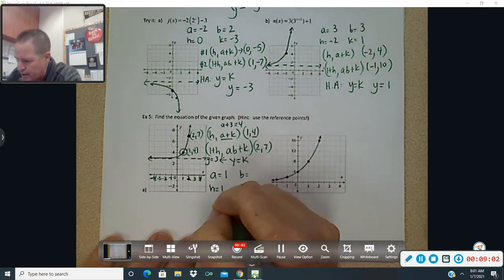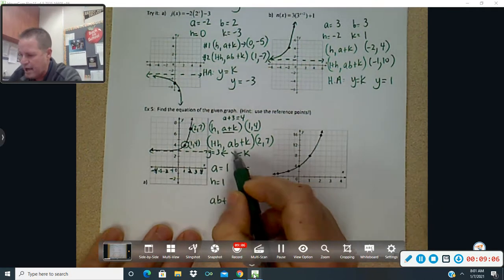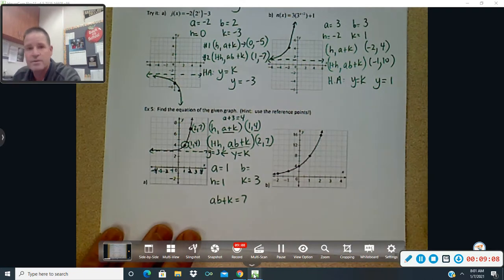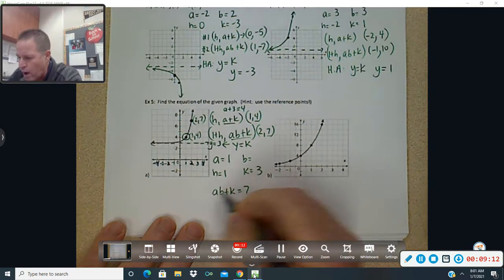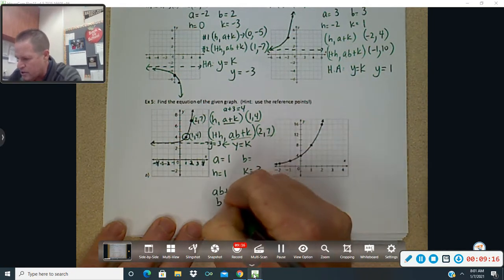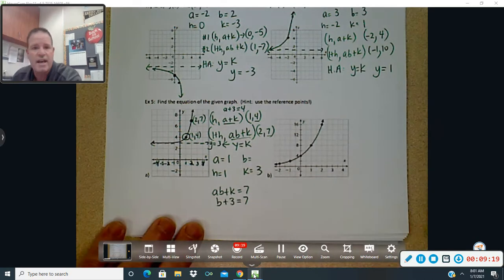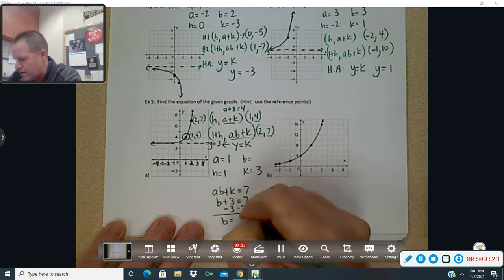Okay, so what I'm going to do is I'm going to say that it's A, B plus K equals 7. I know that this part has to equal 7. And I'll substitute in what I know. I know that A is 1, so this is 1B plus K, well, we know K is 3, equals 7. Subtract 3 from each side, and you have B is 4.